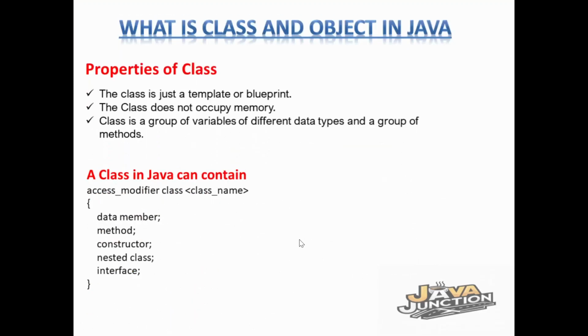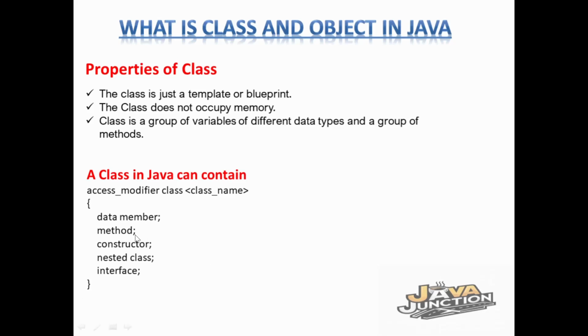And the properties of the class. A class is just a template or blueprint, and it does not occupy any memory. A class is a group of variables and different types of methods. So every class has these sections: data members and methods, constructor, nested class and interface. Data members are the variables, and methods are whatever operations you need to perform according to the data members you create.